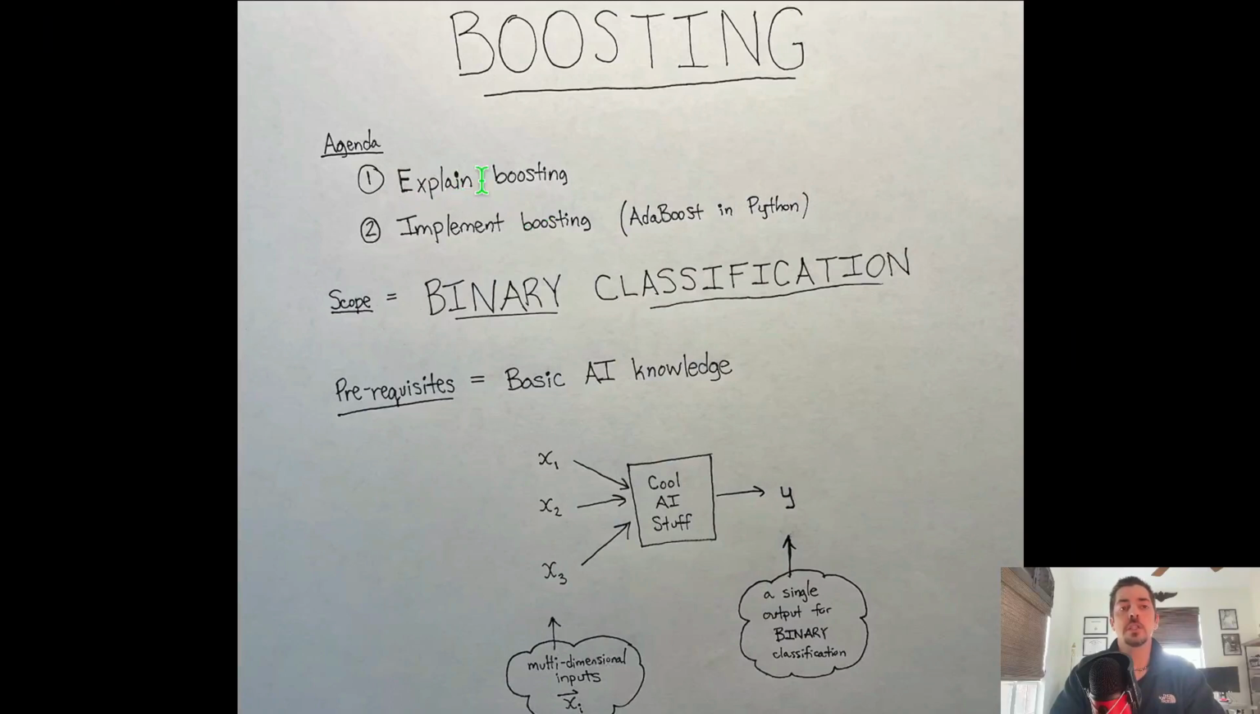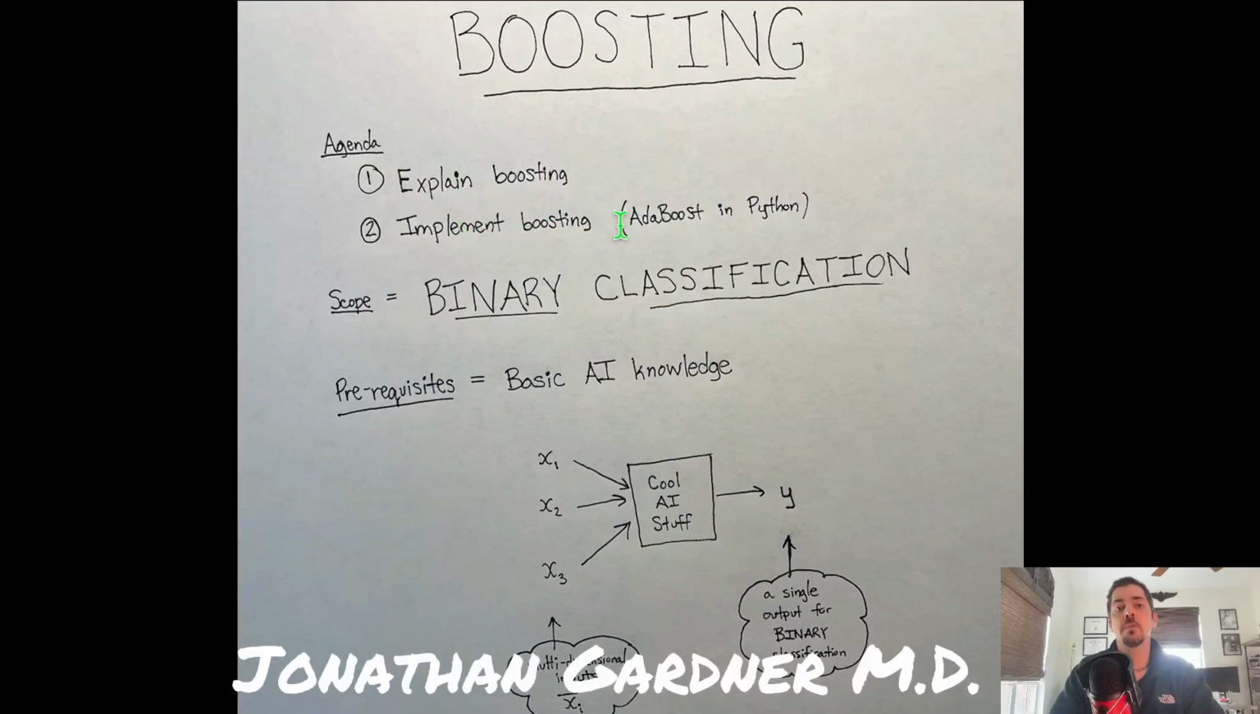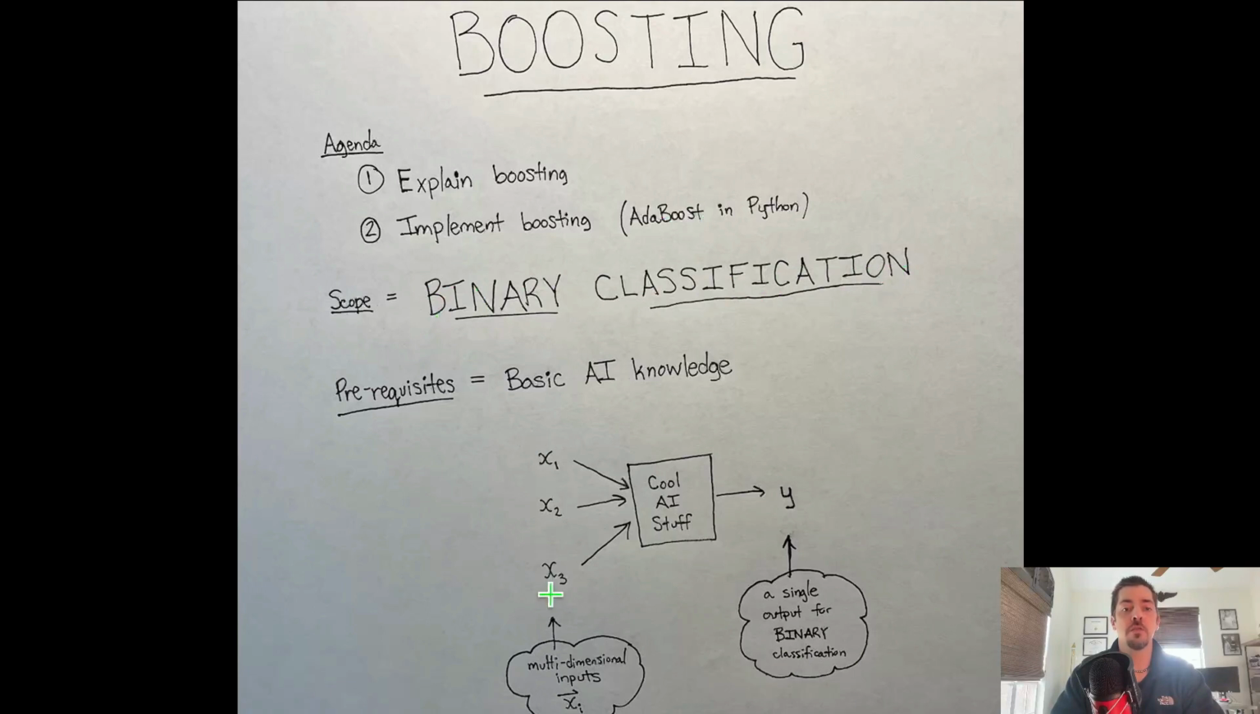In this video, I'm going to explain the boosting algorithm, and then we're going to implement it in Python. Specifically, we're going to implement the adaptive boost algorithm. One simplification I've made is that we're going to do binary classification. So for each of our input vectors, or input records, we're going to output a plus or minus 1. Obviously this requires some basic AI knowledge, but if you have that, let's get started.